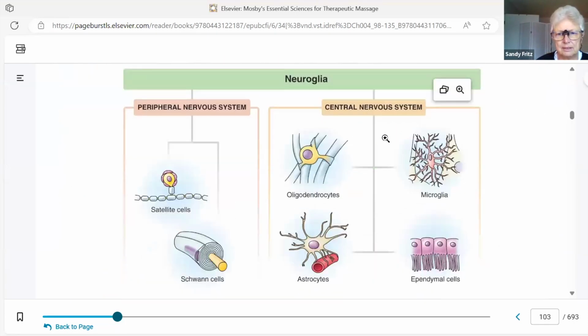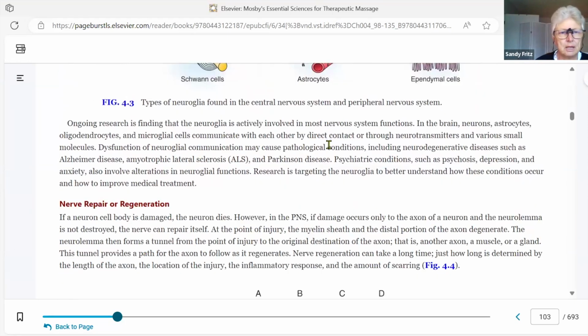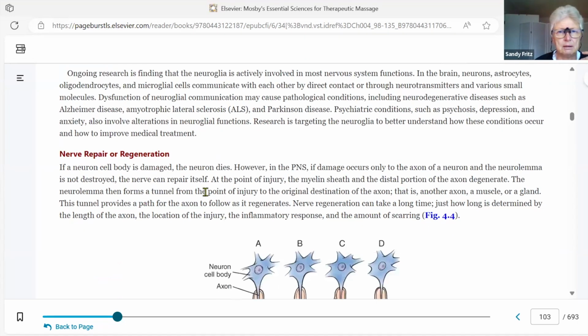So here's some little pictures of it. And the nervous system can repair itself. It takes a long time. And so most of the time, scar tissue, connective tissue, non-functioning but developing the integrity, holding things together, healing takes place before an actual nerve repair can occur.